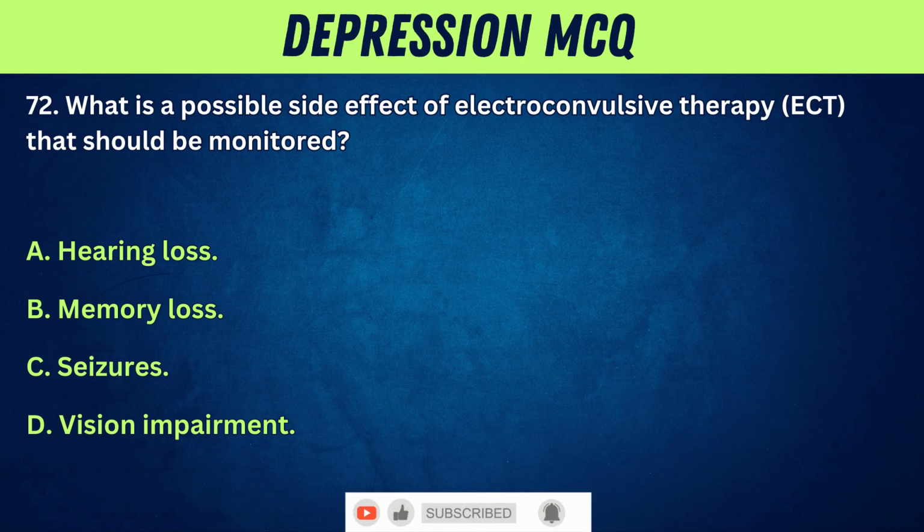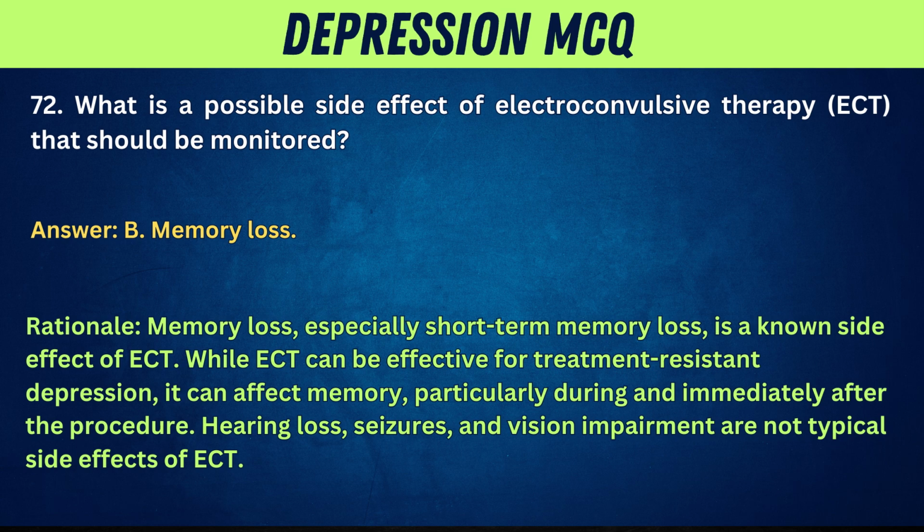72. What is a possible side effect of electroconvulsive therapy, ECT, that should be monitored? A. Hearing loss. B. Memory loss. C. Seizures. D. Vision impairment. Answer: B. Memory loss. Rationale: memory loss, especially short-term memory loss, is a known side effect of ECT.